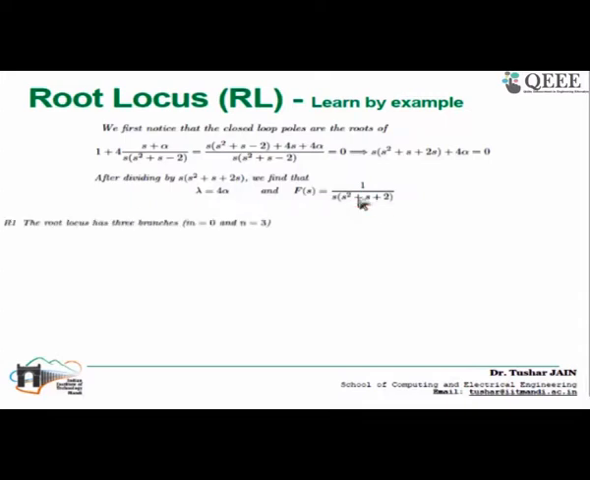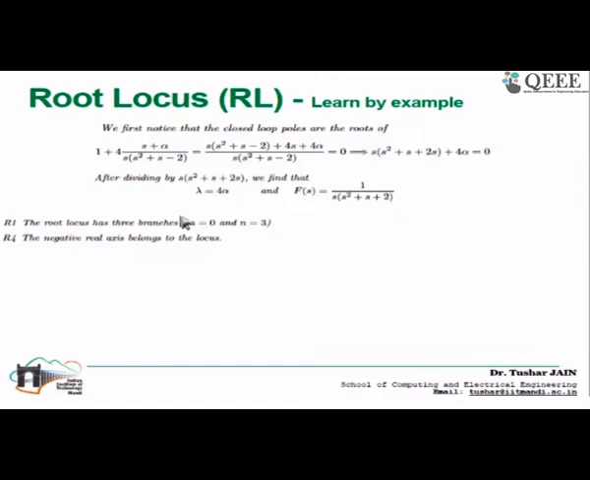So now rule 1 says that the number of roots is equal to the maximum of m comma n. Here I have m equal to 0 and n equal to 3. So there would be 3 branches. Thus the root locus has a maximum of m comma n branches, so it says that 3 branches would be there. Okay. Points number 2 and 3 were observations, so you can observe them once you have a root locus with you.